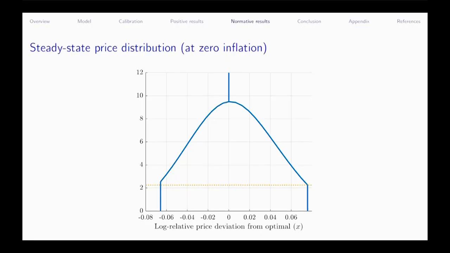So this is the figure that illustrates this. And just notice that at the lower sS band, there are more prices there. It's slightly higher than at the right S band, the upper boundary of the inaction region.